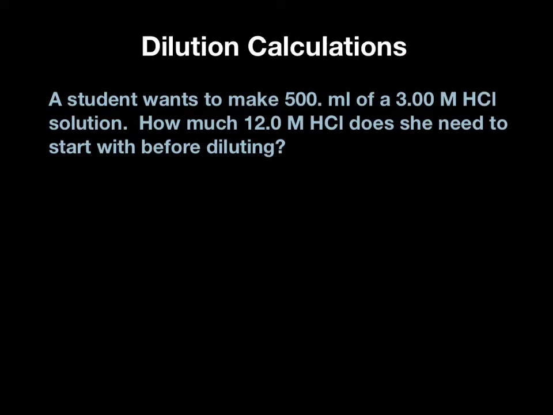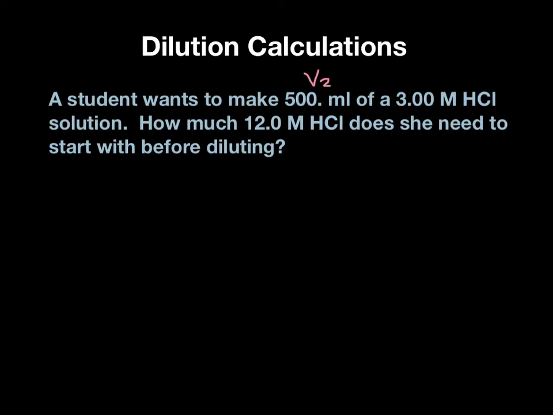You need to look at the units, those should help you out, but you need to really find out what's before and what's after. So if we look at this problem right here, a student wants to make, notice this is what they want to make. This is what they want to end up with. This is a volume, and so this we're going to label as V, and since they want to end up with it, that's V2. That's our final volume we want to make.